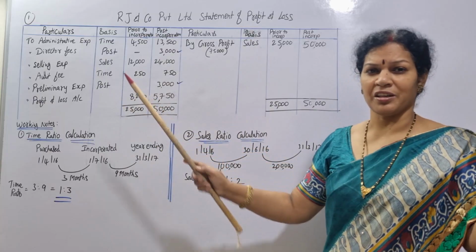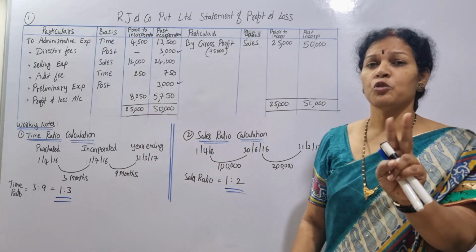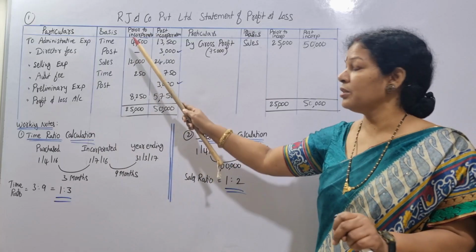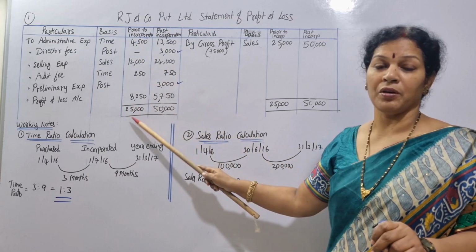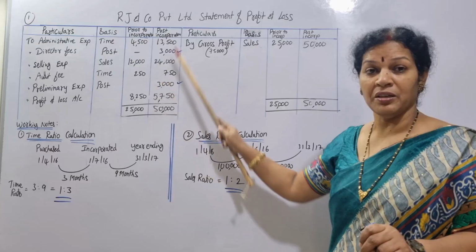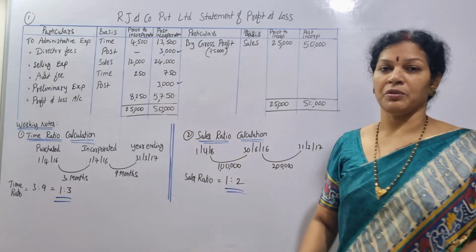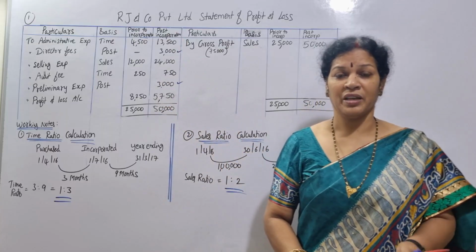At the end of the day, just like the profit and loss account, you'll get 2 amounts. One is prior and post. Both the profits. Prior profit is this much, 8,250, and post is 5,750. That's all. Simple problem. Am I clear?